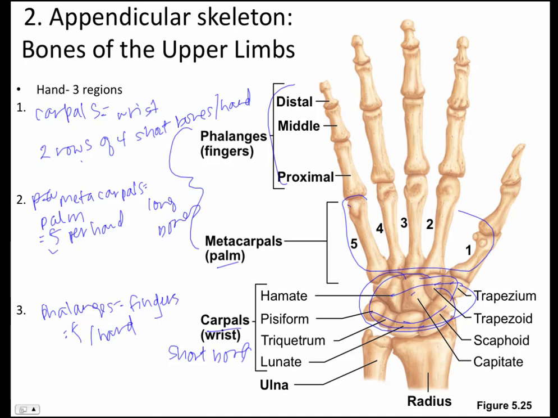Now you're going to notice here within our hands and our toes, we're going to see a lot of similar terminology. Instead of carpals in our feet, we're going to call them tarsals. And in our feet, we're going to call this middle region metatarsals. And phalanges, these are consistent. So both the fingers and the toes that wiggle are phalanges.